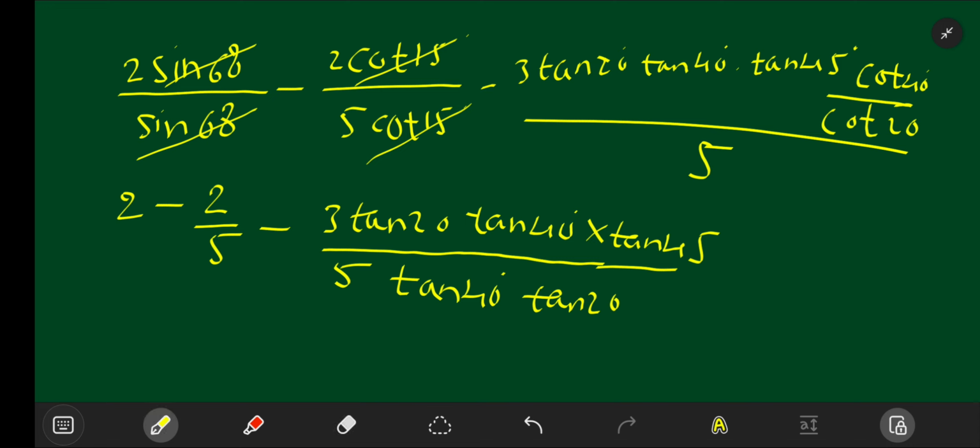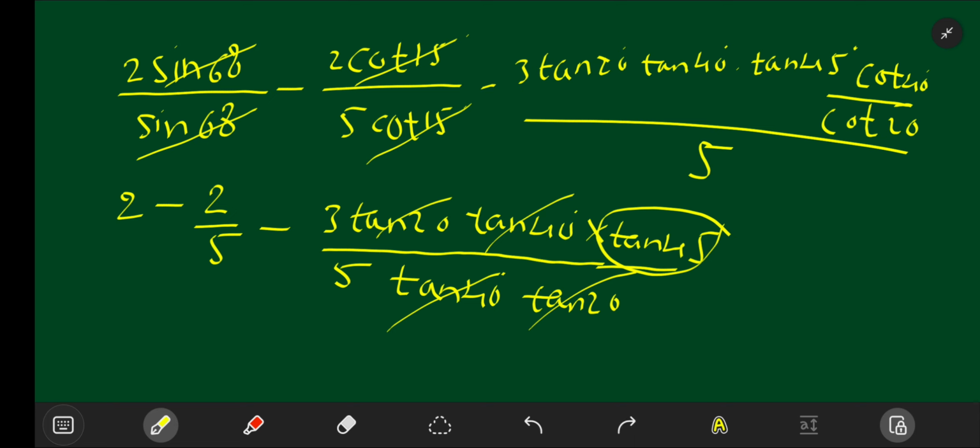Here also tan 40, tan 30, tan 20 get cancelled. Tan 45 degrees is equal to 1. Yesterday I told you the 45-45-90 triangle has sides in the ratio 1 : 1 : root 2. So tan 45 is 1.